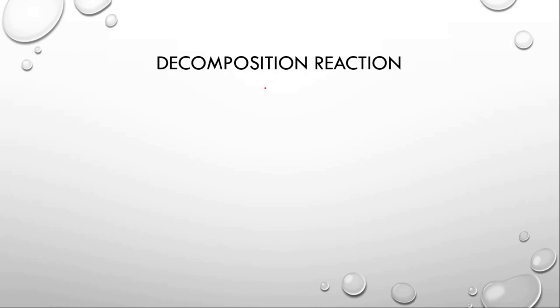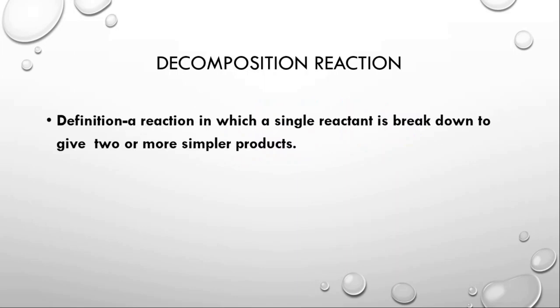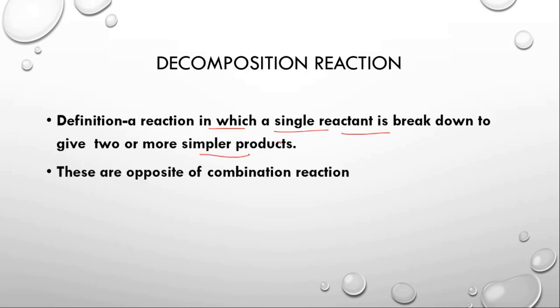Decompose hona, meaning AB is going to form A plus B. Just as we wrote in combination, A plus B is going to form AB, right? The same way, this is the decomposition reaction and this is the combination reaction. Okay. So, here's the definition. A reaction in which a single reactant is broken down to give two or more simpler products is known as decomposition reaction.